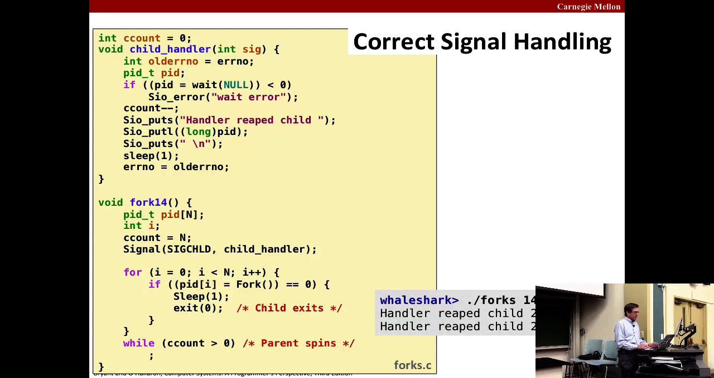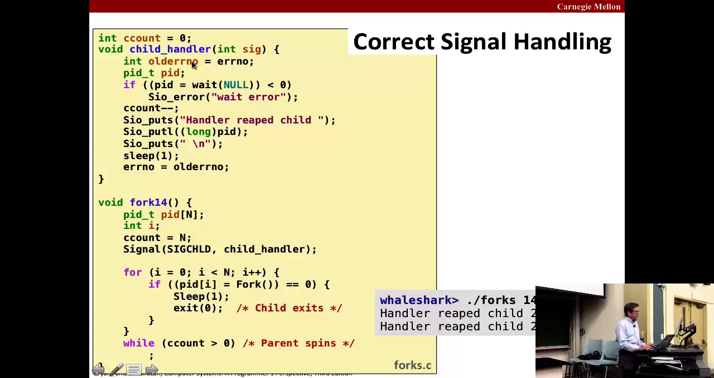But when we run this code, the handler only gets called twice. So the message from the handler, reap child, only gets executed twice, which means the handler was only called twice. We created 5 children, we terminated 5 children, but we only reaped 2.